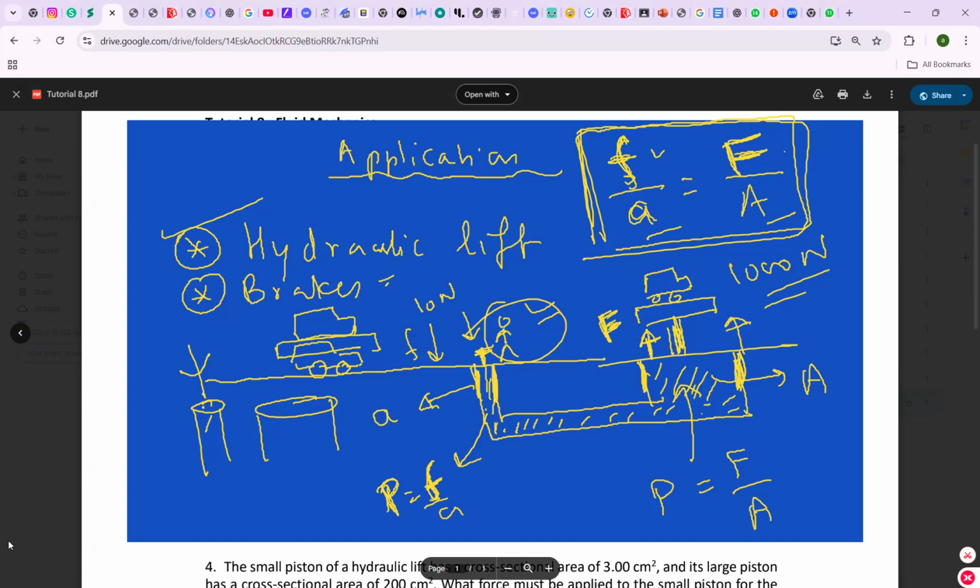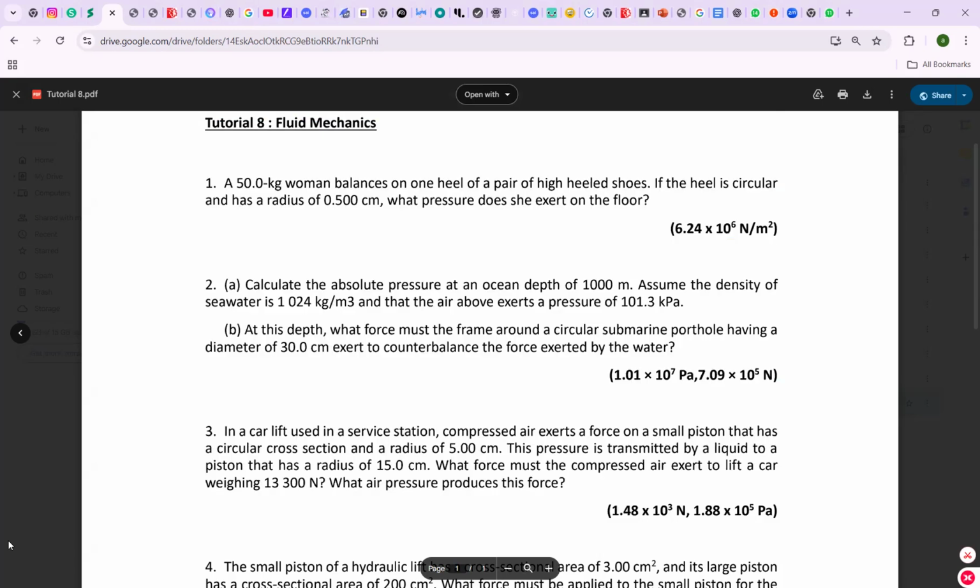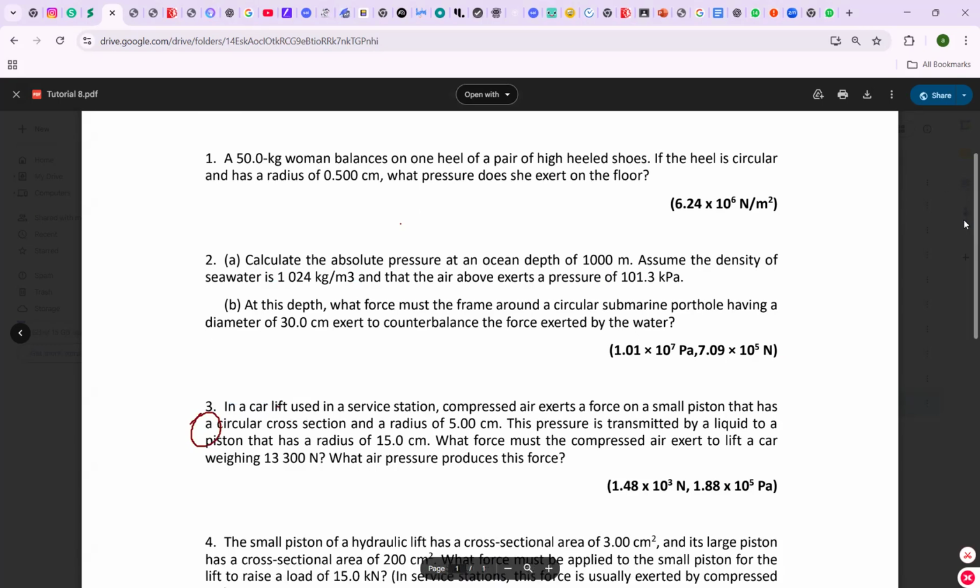Shall I read this one? Yeah. Now do question number 3. Understand this. Okay, read the question. Can you scroll it up?